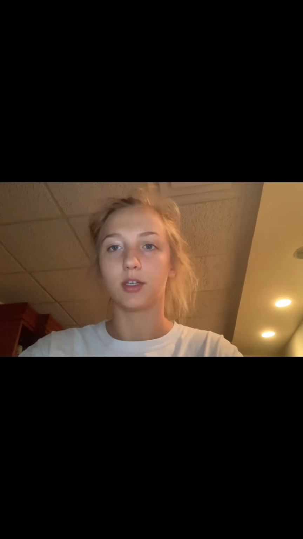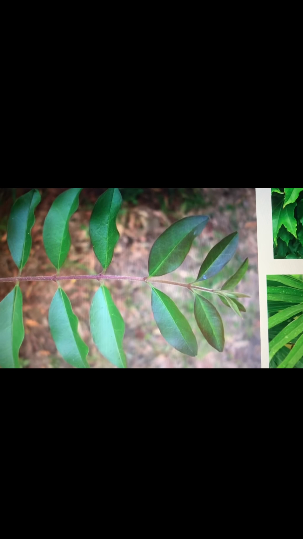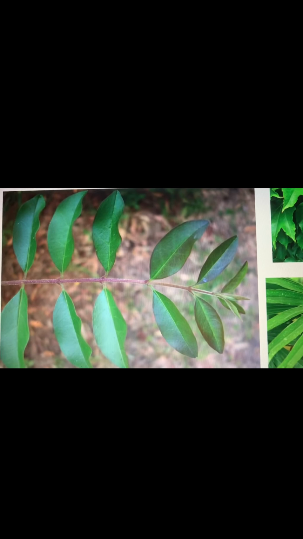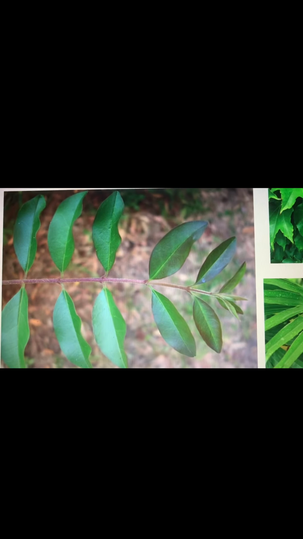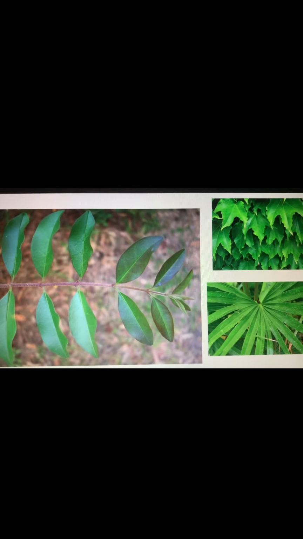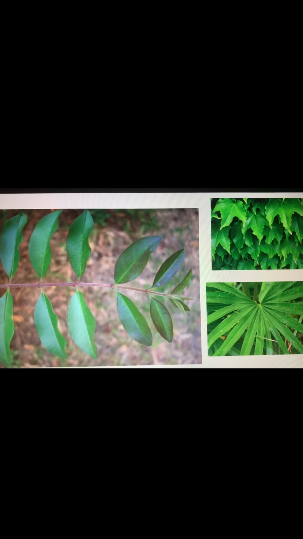Now we're going to look at some pictures of leaves on different types of plants. There are many different types of leaves. Leaves differ based on the type of plant and where it is growing. In shady areas, leaves need to be bigger so they can collect more sunlight.